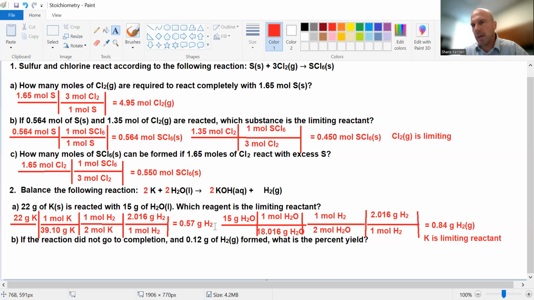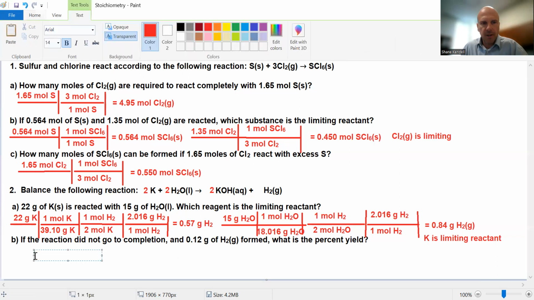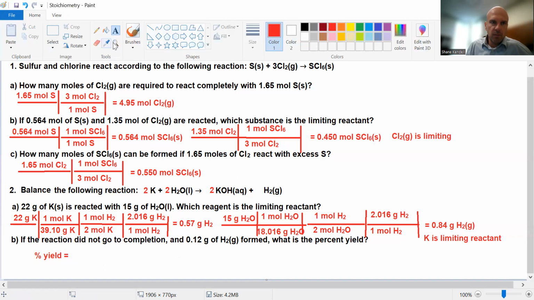In the same way, when we're talking about the cheese sandwiches, even though we might have had 100 slices of bread, which would support 50 cheese sandwiches, if we only have 25 slices of cheese, we can only have 25 cheese sandwiches. So here we have to compare the 0.57 to the 0.12. So our formula for the percent yield is going to be equal to our actual divided by our theoretical.